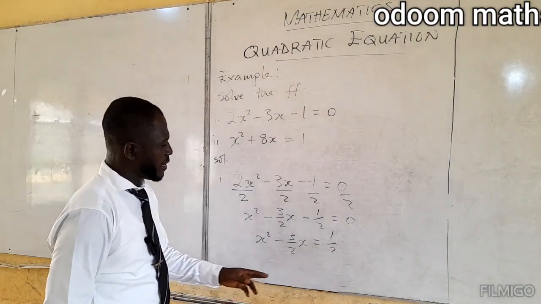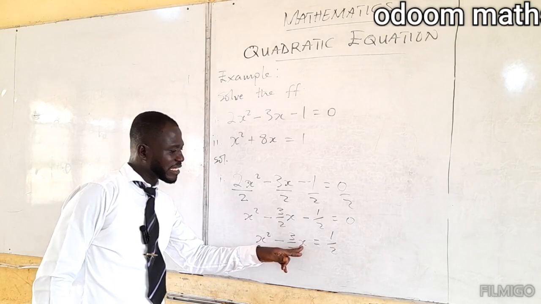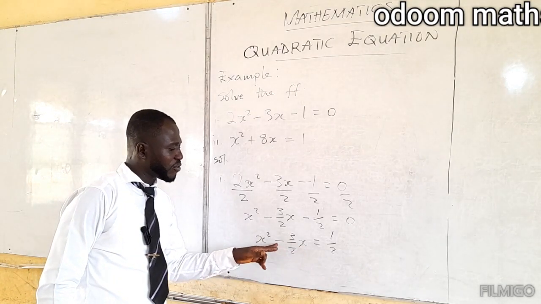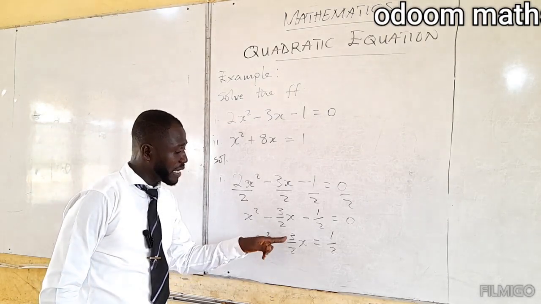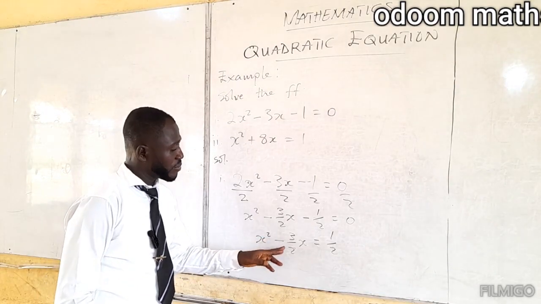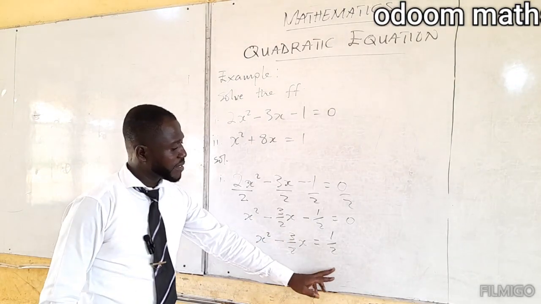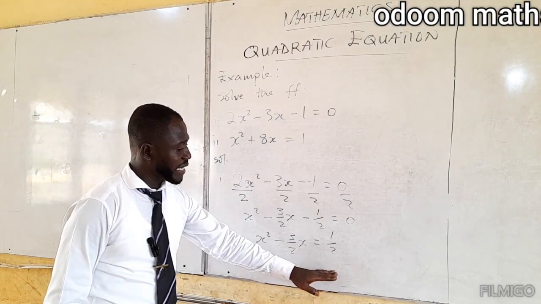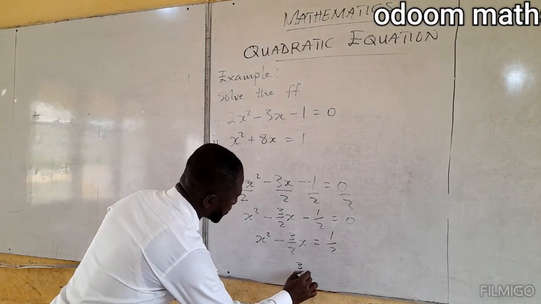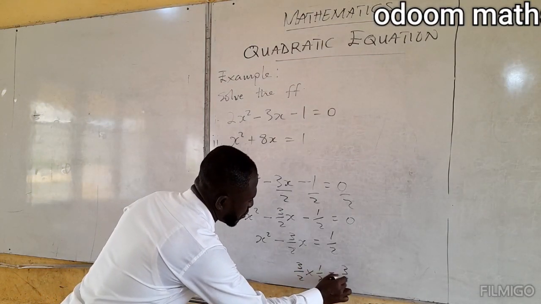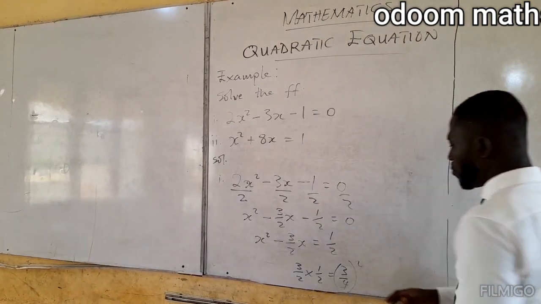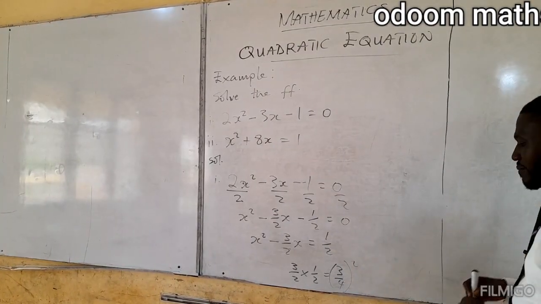Then from here, I'm going to take the coefficient of x, which is negative 3 over 2. But I'll not look at the negative, I'm just going to take the 3 over 2, because if I add the negative, I'll still get the same answer. So I'm going to multiply this by half, then square whatever I get, and add it to both sides of the equation. So this is 3 over 2 times 1 over 2, which gives me 3 over 4. I'm going to square this and put it on both sides of the equation.